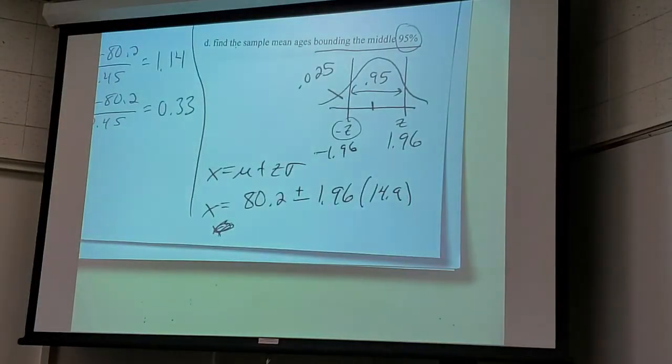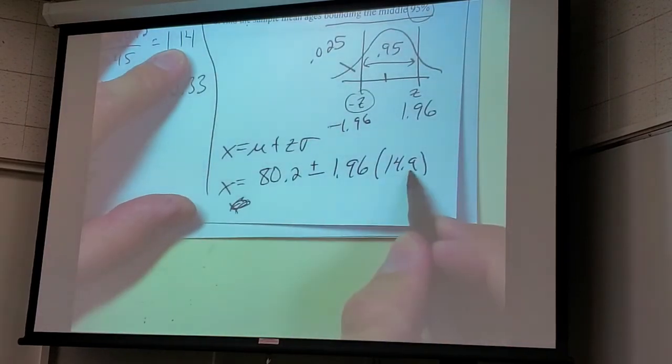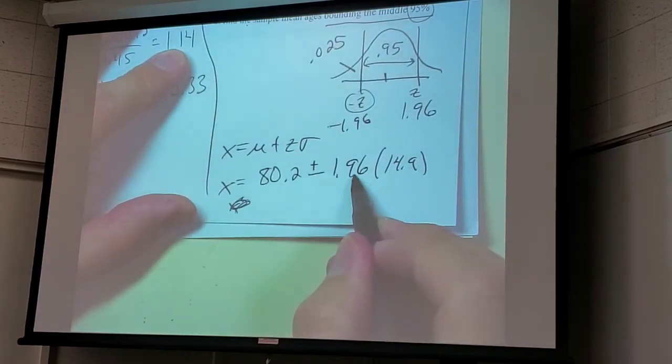Remember the quadratic formula? Negative b plus or minus the square root of b squared minus 4ac, and so on. Plus or minus just meant you get two answers. You have to do them one at a time. Right? Okay. So I can do 80.2 minus 1.96 times this, and I can do 80.2 plus 1.96 times this.